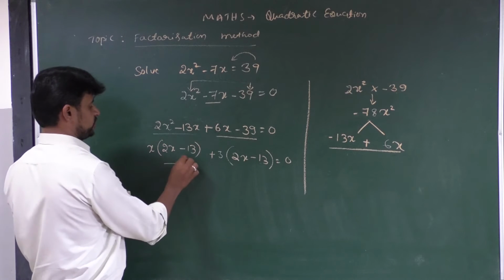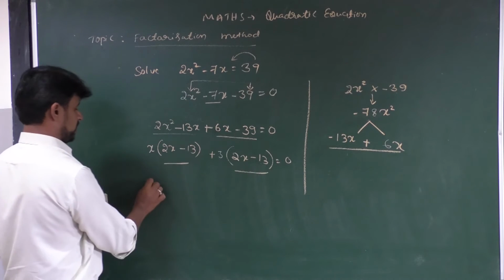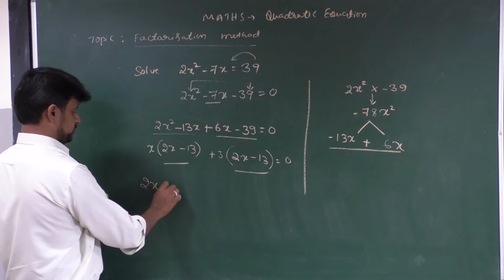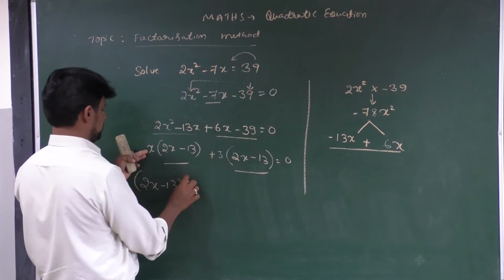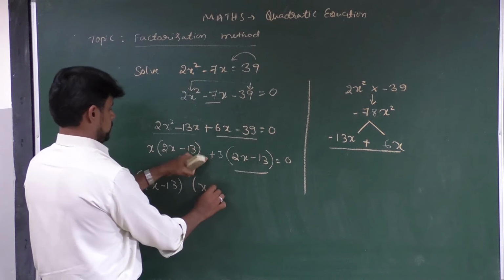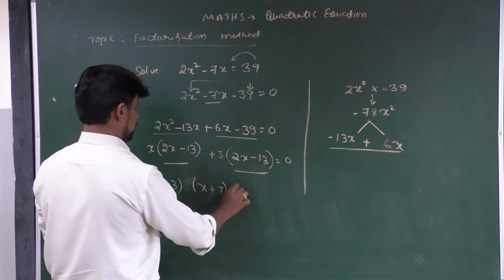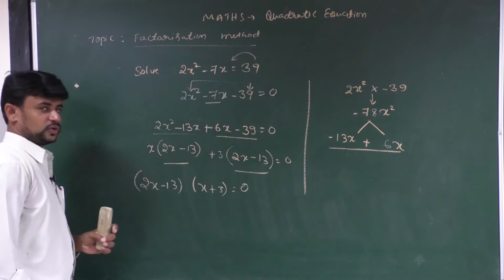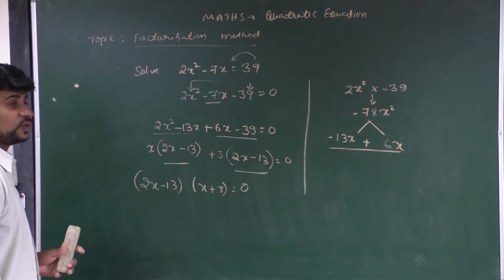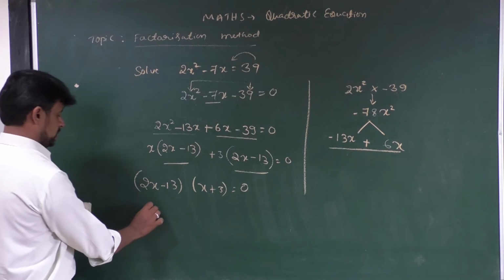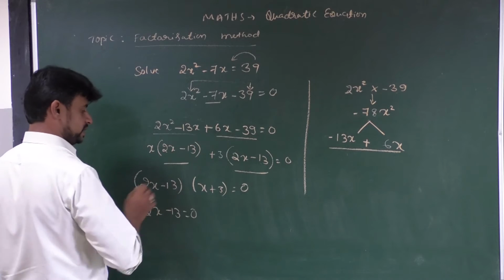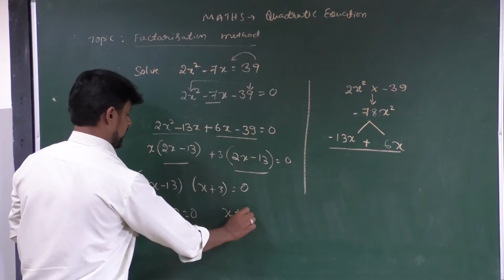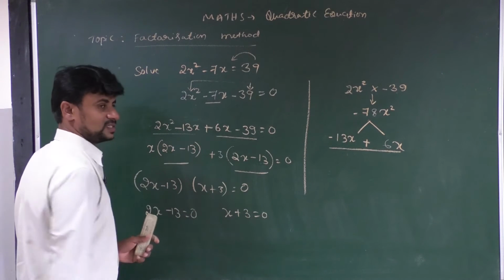Again you have to take the common. Here we have 2x minus 13 as common, take it outside, 2x minus 13. If you take 2x minus 13, the remaining term is x plus 3 equal to 0. Afterwards you have to put each factor equal to 0. Then it becomes 2x minus 13 equal to 0, as well as x plus 3 equal to 0.